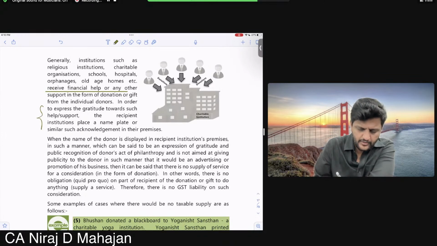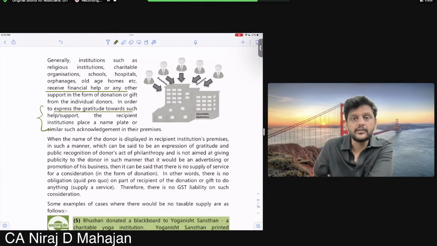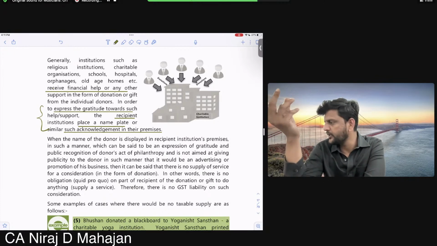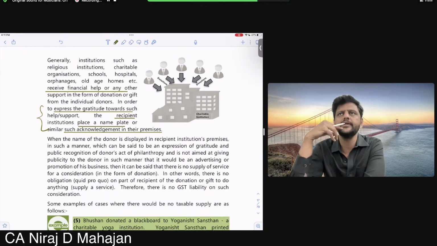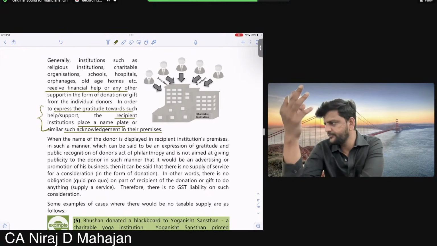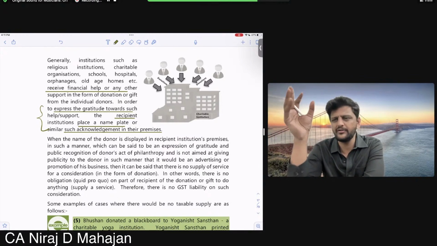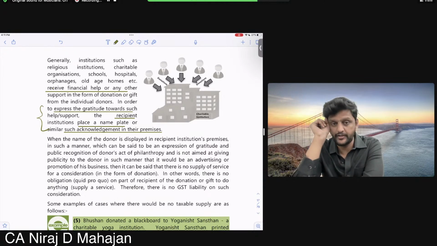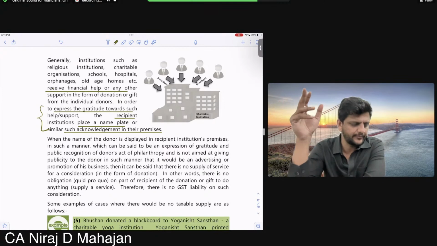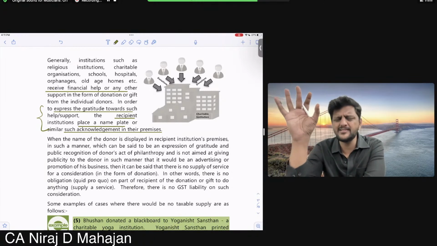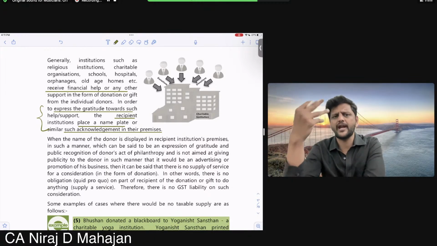In order to express gratitude towards such help or support, the recipient trust places a name plate or similar acknowledgement in their premises, in gratitude of the donation. My college, BMCC, the name itself of the college was given in gratitude of or in memory of Brihan Maharashtra Sugar Factory. They had given a substantial amount of donation at that time for the construction of the college building. So that nameplate is given just to express gratitude, thank you.